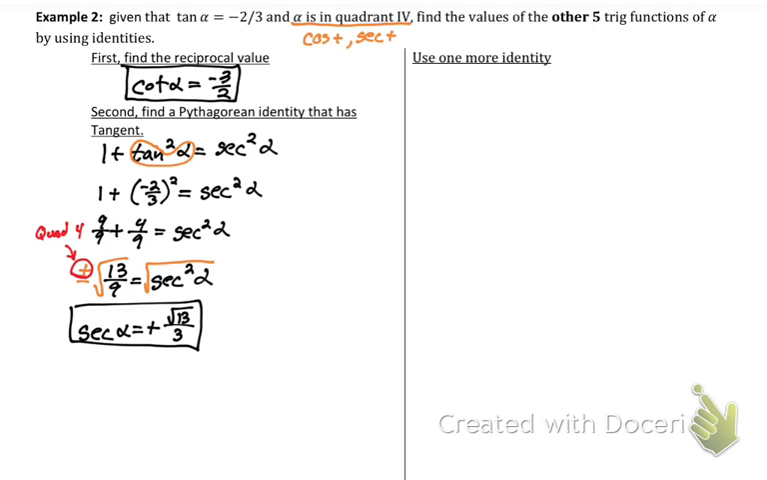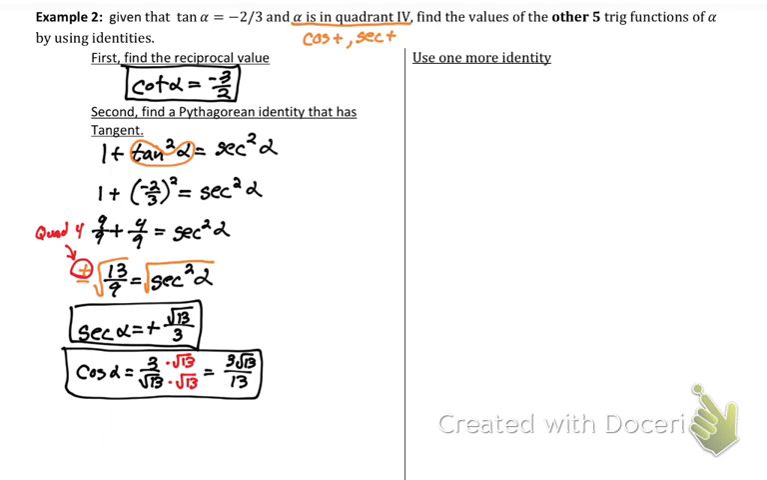All right, now that I know secant, I also know cosine. So cosine alpha is going to equal, just flip it, 3 over square root of 13. I should simplify this. If I multiply the top and bottom by square root of 13, I come up with 3 square root of 13 over 13.